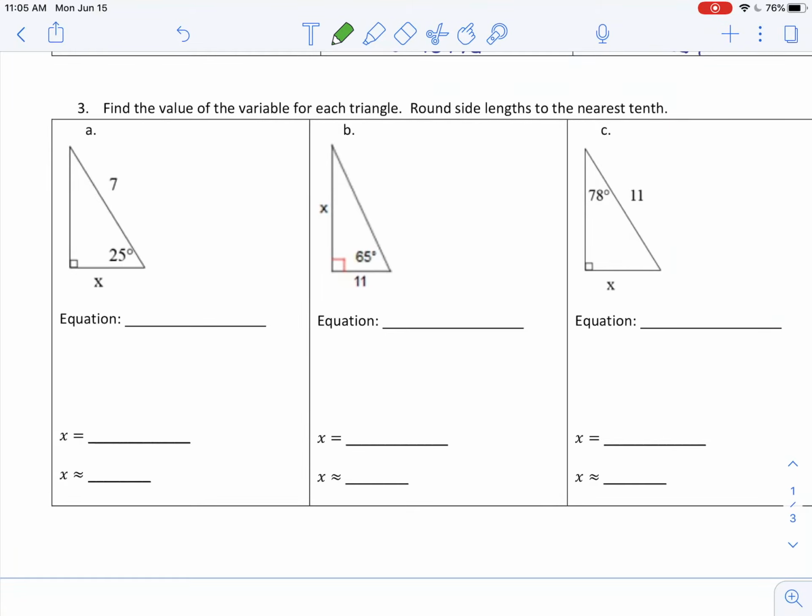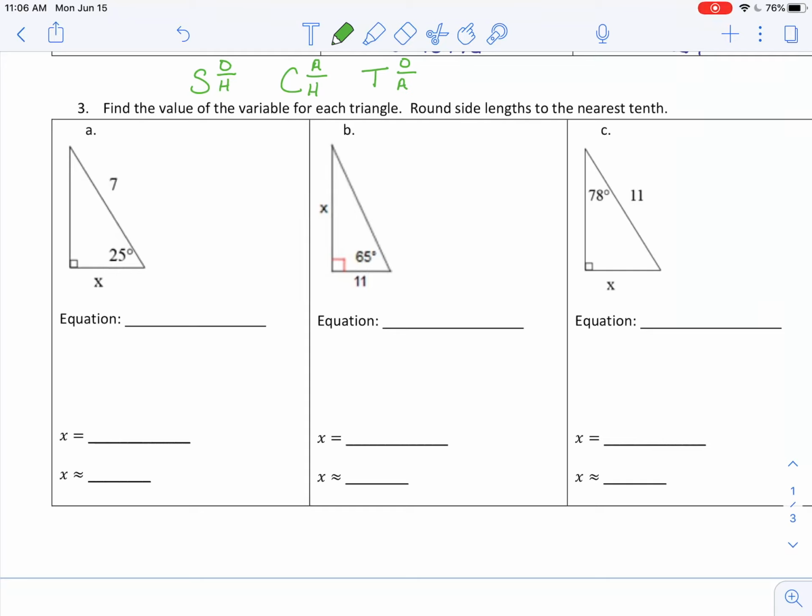Okay, so we've gone through and talked about labeling our sides with opposite, adjacent, hypotenuse. And I'm reminding us that if you put the opposite over the hypotenuse, you're writing a sine ratio. If you put the adjacent over the hypotenuse, you're doing a cosine ratio. And if you put opposite over adjacent, you're doing a tangent ratio. So katoa.